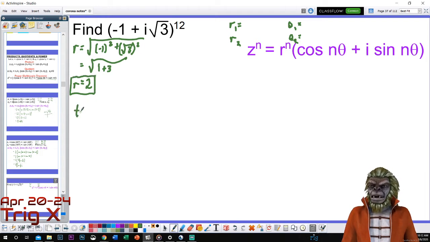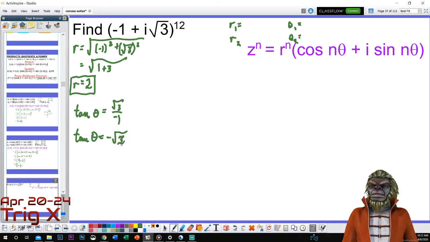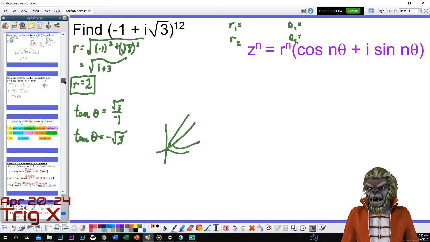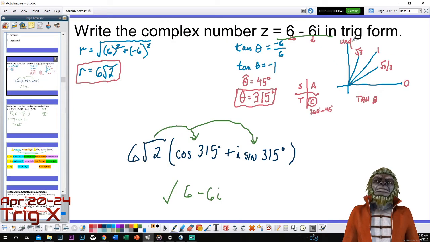Now let's find theta. To find theta, we remember that tangent of theta equals, hopefully you said, square root of 3 over negative 1. Alright, now that I have that, I can simplify it. It's just negative square root of 3. Next, I'm going to try to think of my tan hands. Remember that cool little drawing I showed you just a little while ago? Where was it? There it is. Here's my tangent hand.